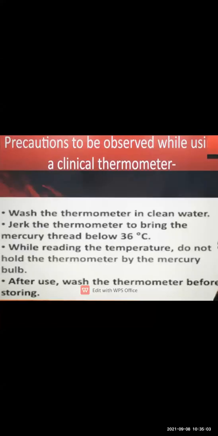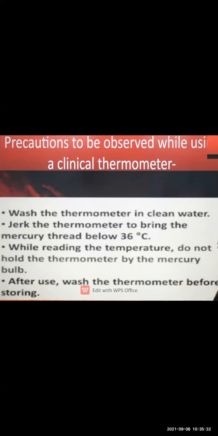Now what precautions are you supposed to take while using the clinical thermometer? You are supposed to wash the thermometer in clean water. Why? Because whenever you use it, the temperature of the person whose temperature was noted first can remain in the thermometer. For that purpose you have to wash the thermometer.